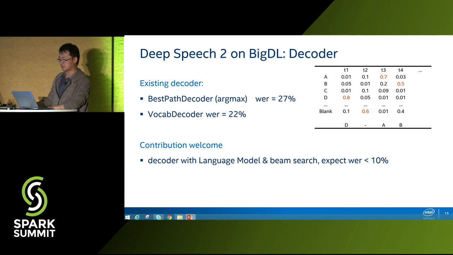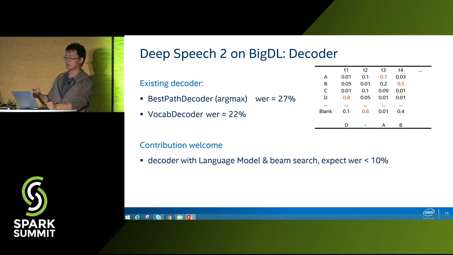Okay, so next thing, as I mentioned, is a decoder. So far, the task of the decoder is to just get the sentence from the probability distribution, like the map here. For the first time step T1, I got the letter D that has the highest probability, so I can just extract the letter D. Similarly, I can get the character blank and A and B. After some further process, I can get the final sentence. That's the simplest way. It's called best path decoder.